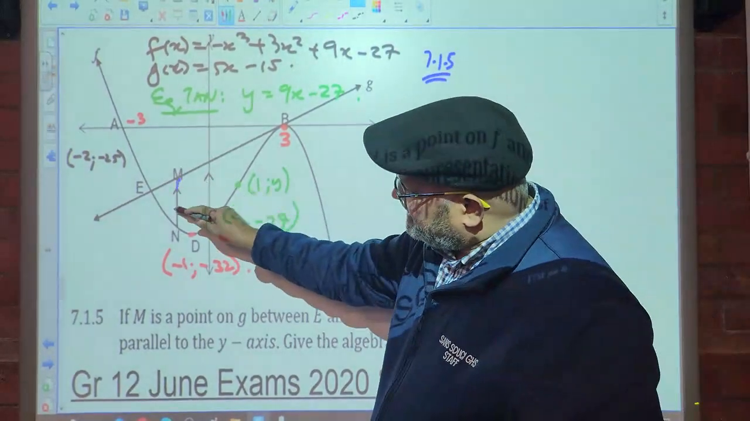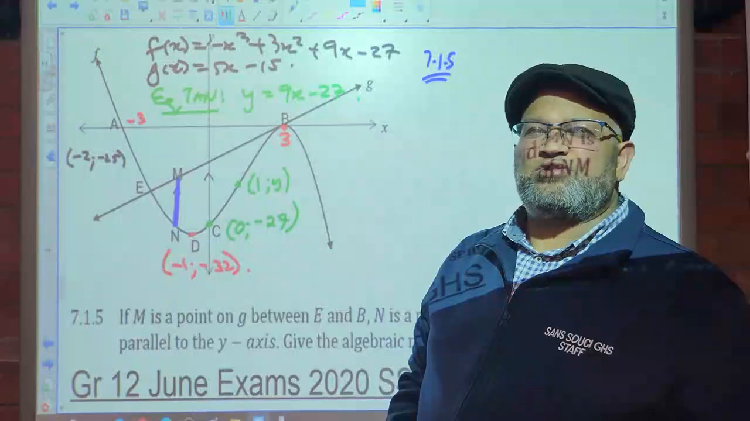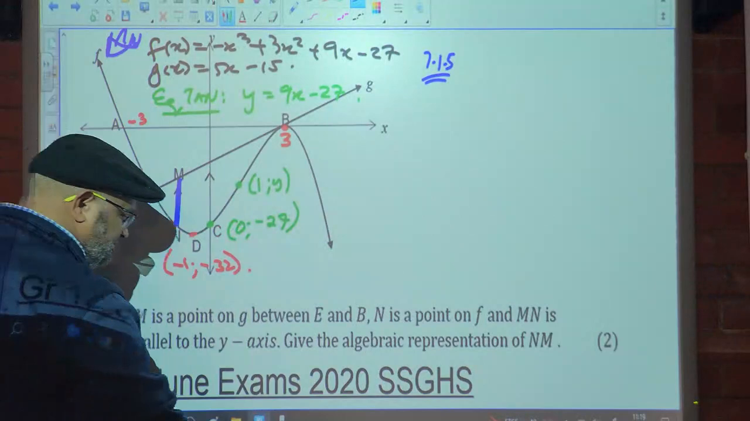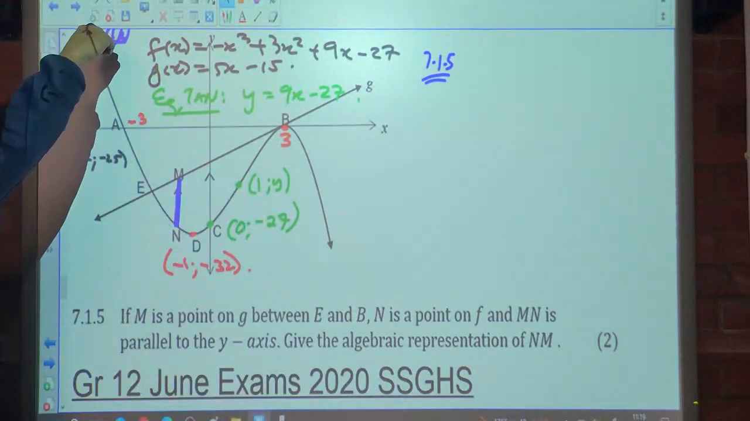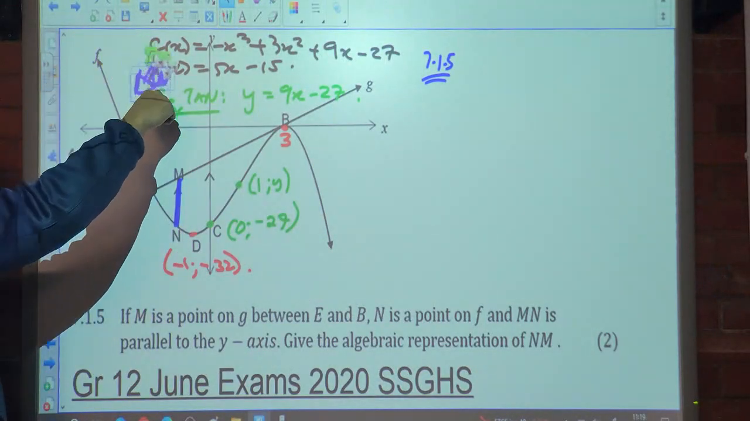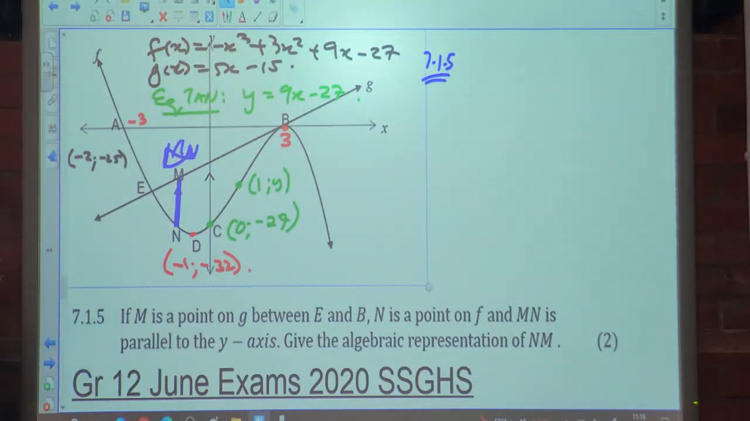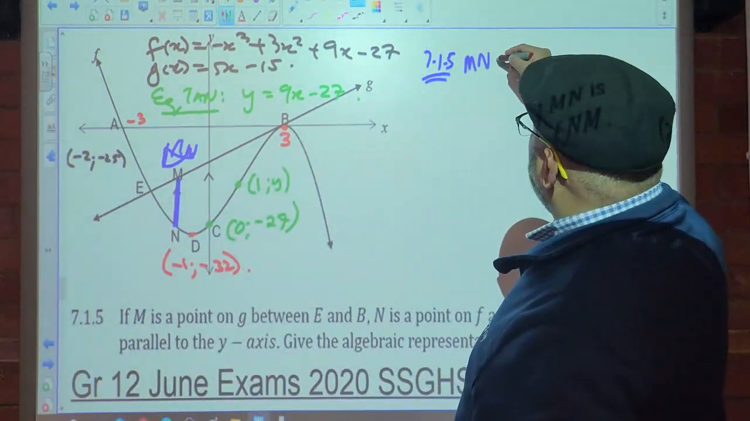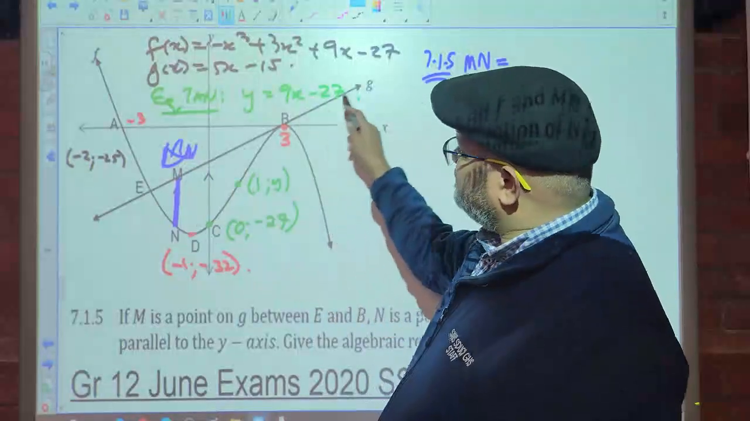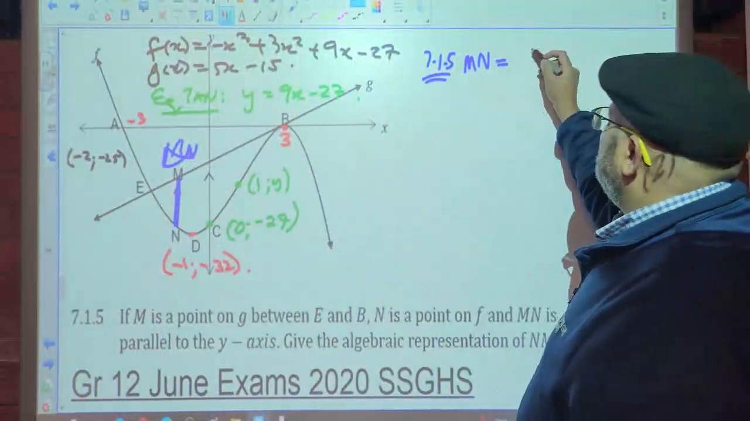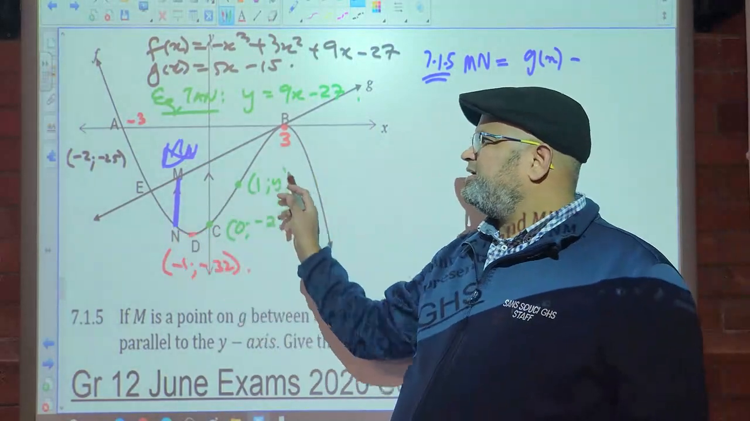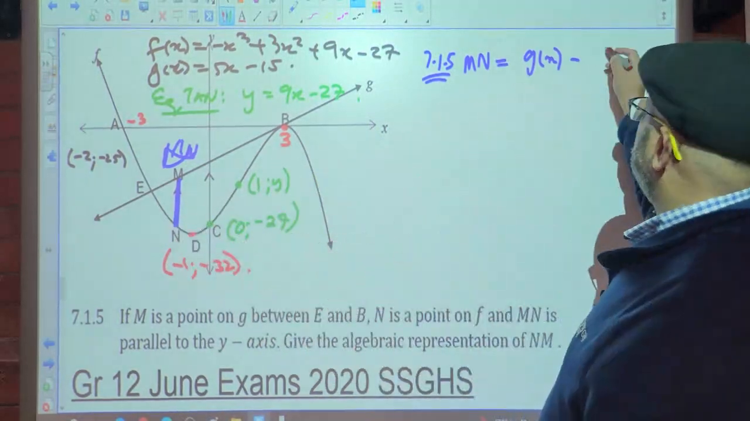So this line here, they want you to give the algebraic representation of that line. Looking from the top, you must look at which graph is on top. So for MN, your top graph is g of x, minus the graph at the bottom, which is f. Can you see that, people?